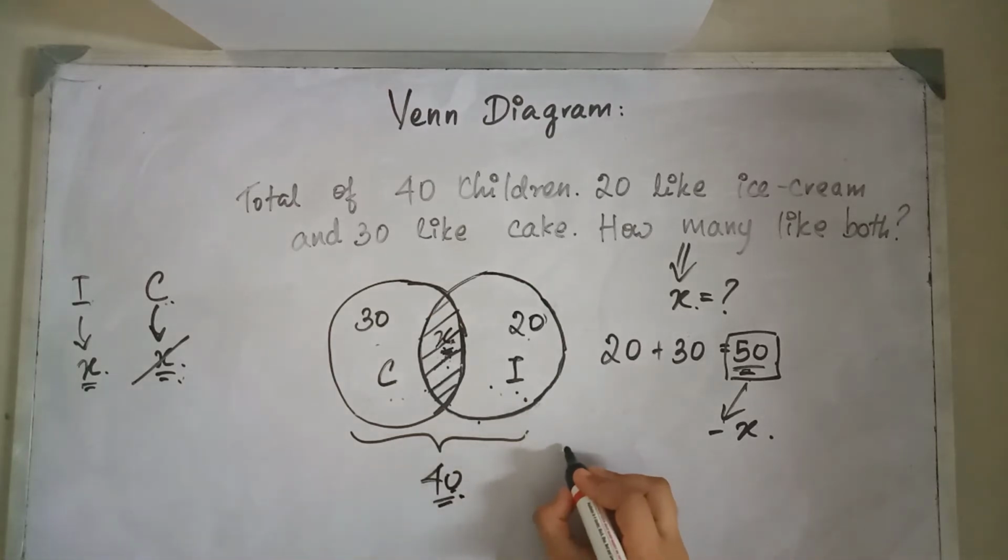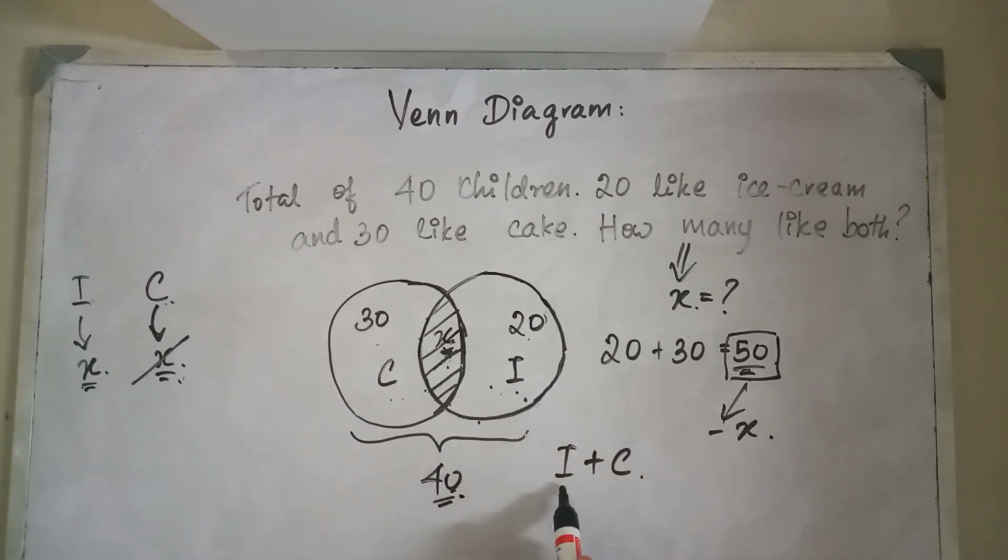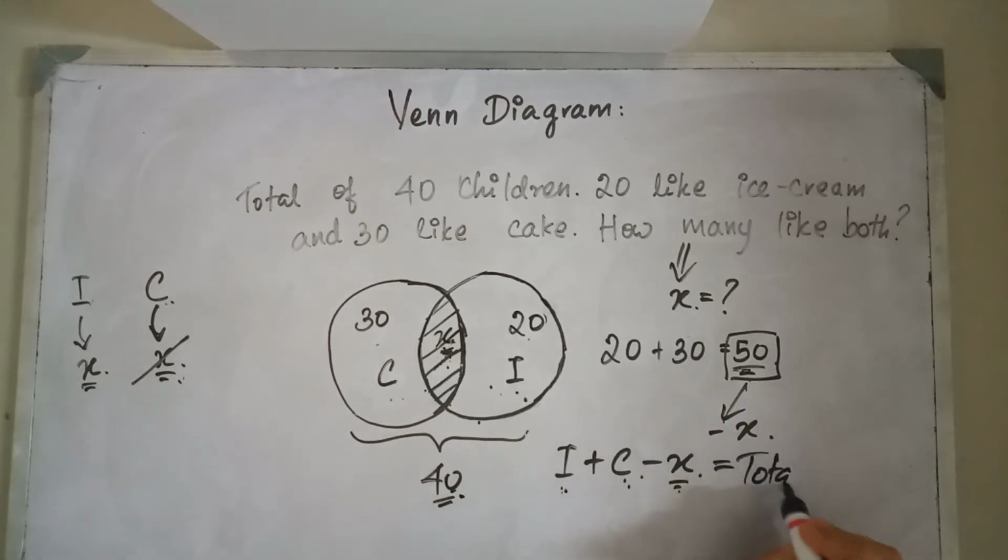So what we can do is to find out the total number of people. We have I plus C. We have to subtract X. We take the number of children who like ice cream and the number of children who like cake, and we subtract one overlapping part. The other overlapping part can be left out. There's a repetition, so it's necessary only to subtract one overlapping part, and this gives us the total number of children.